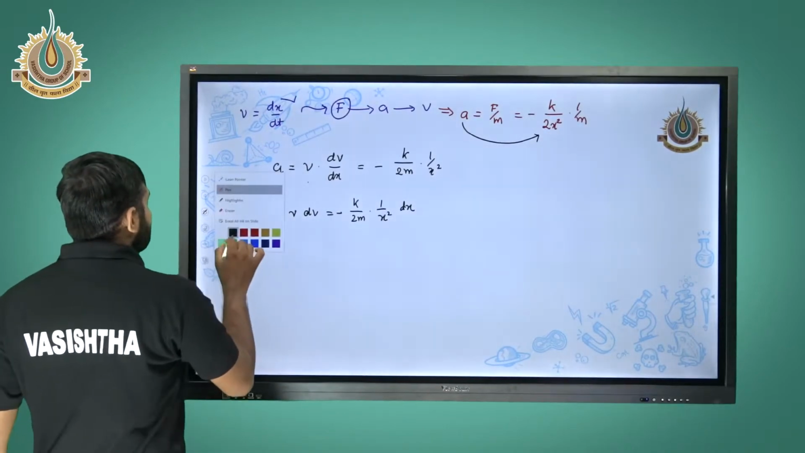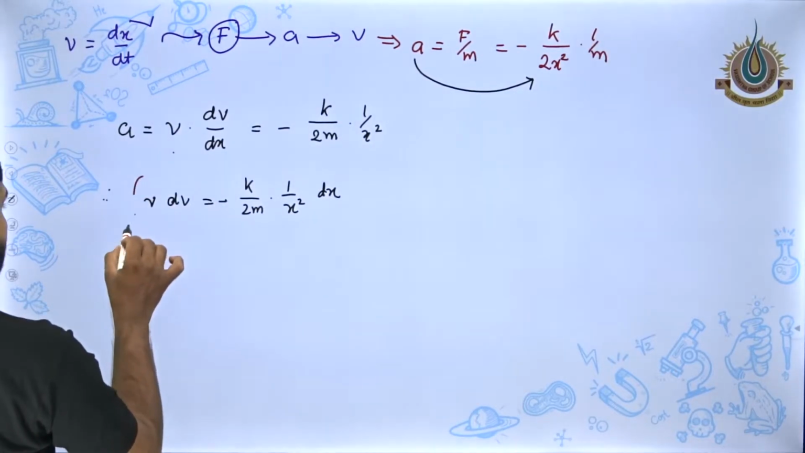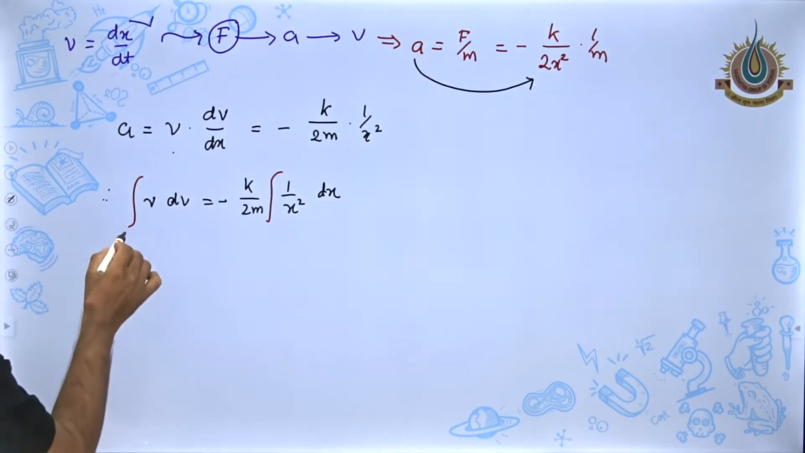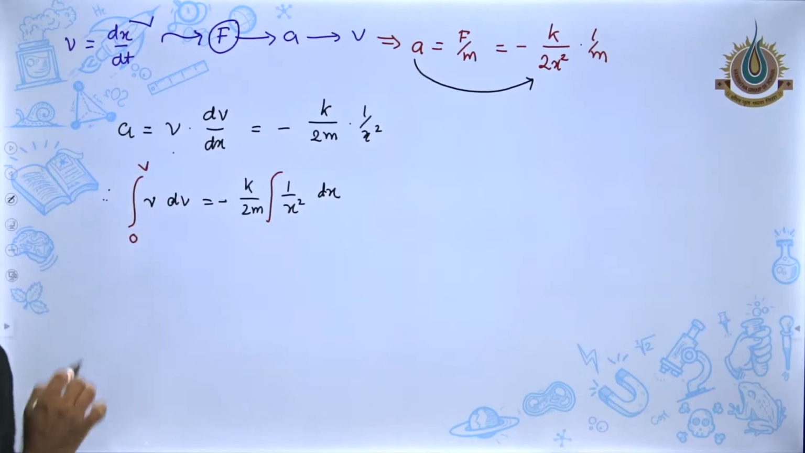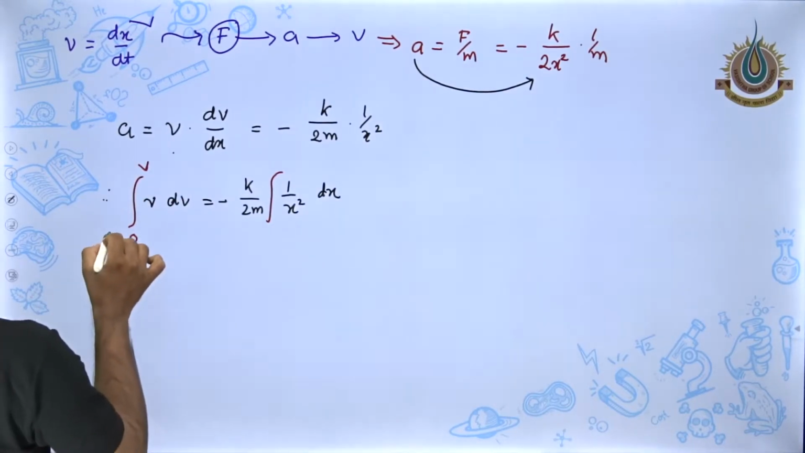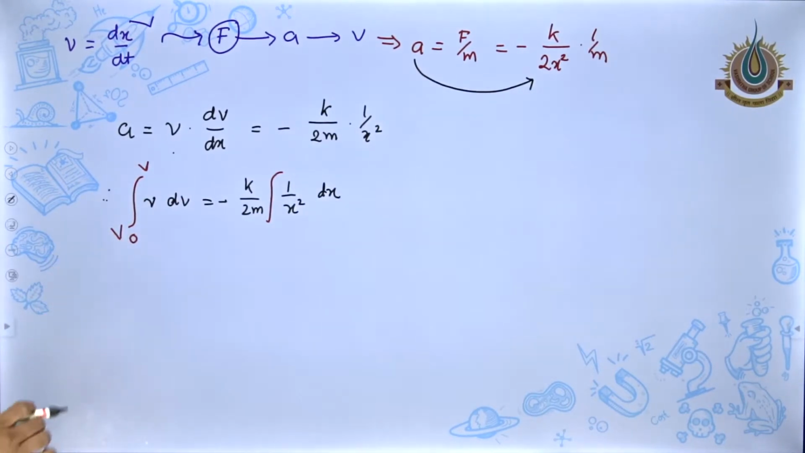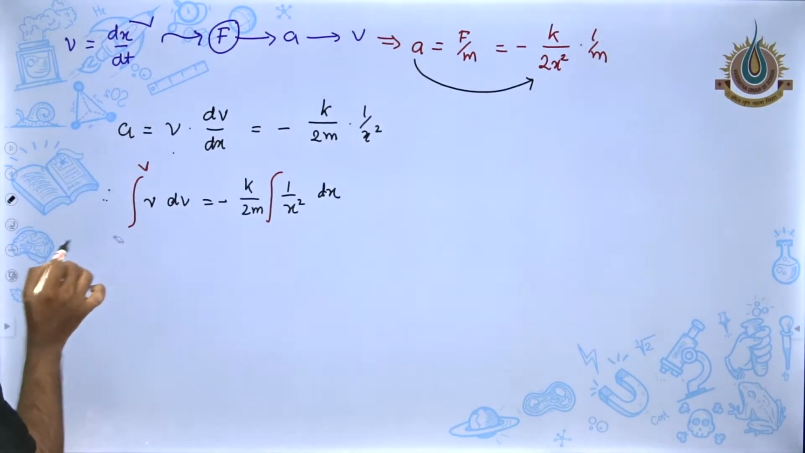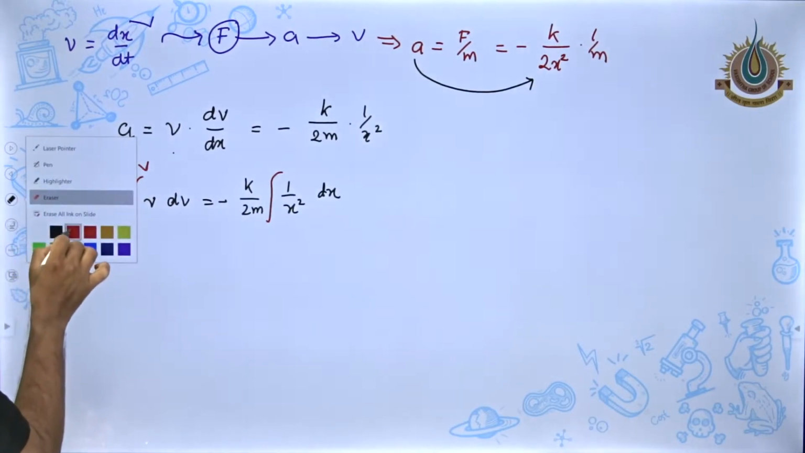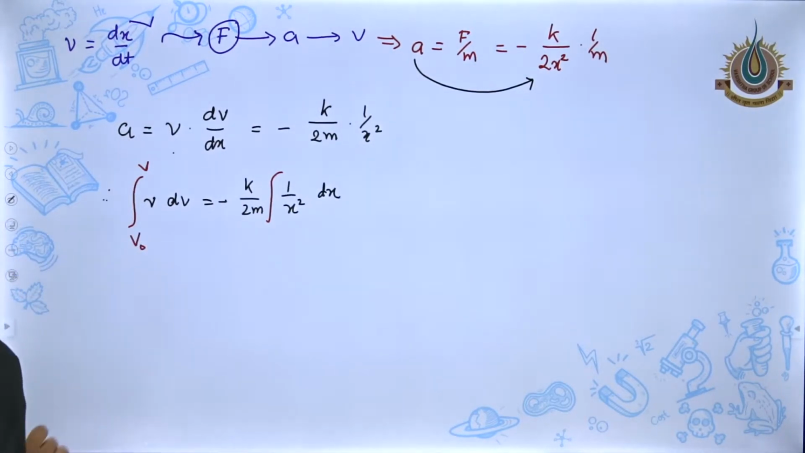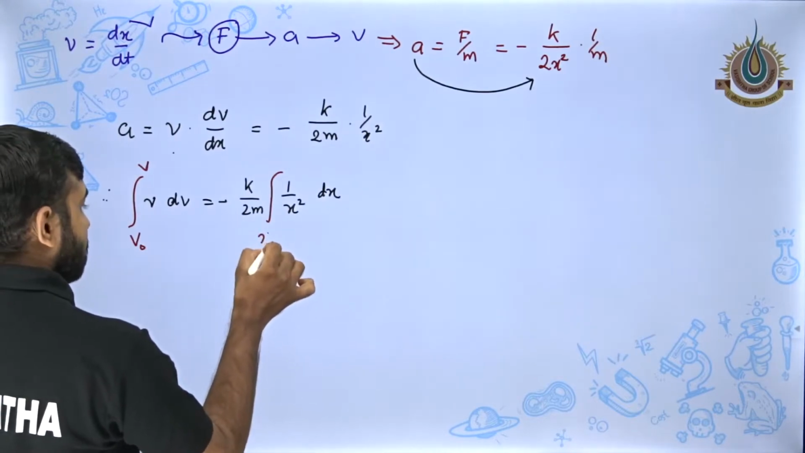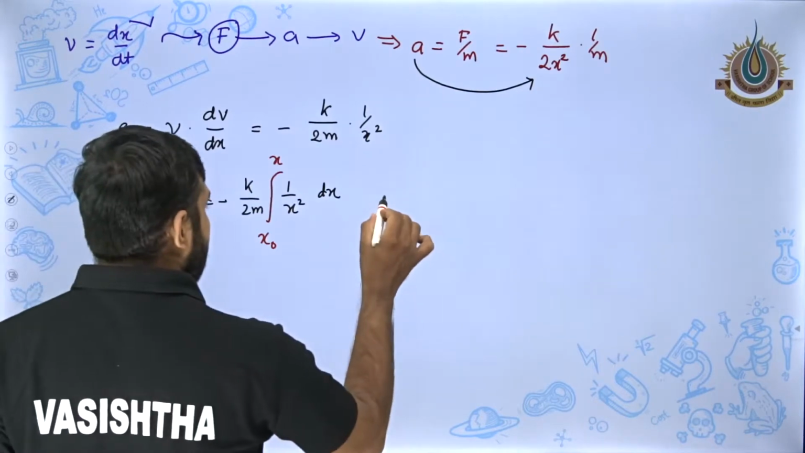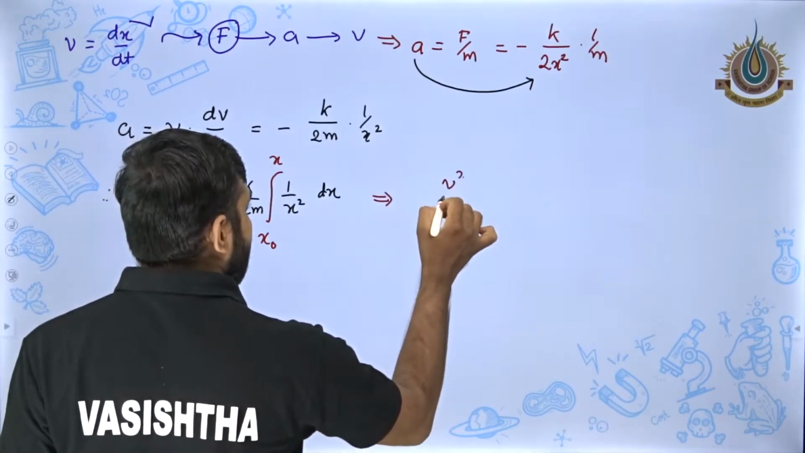Let's see. On both sides you take the integration. Now what is the velocity? Suppose 0 to v. Initial velocity is 0, so 0 to v. Write v0 to v. v0 is equal to 0. So v0 to v. So initial position is what? Suppose x0 to x. Now put this value, so you get the answer v square by 2.